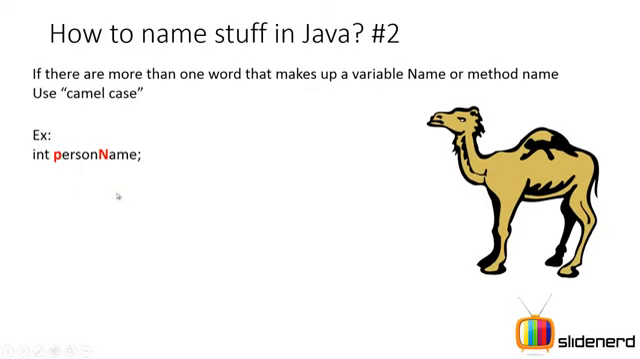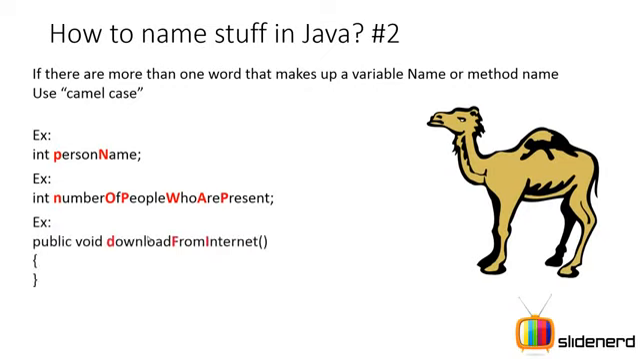Take another example over here, which says int numberOfPeopleWhoArePresent. Again, notice all those red colored letters which I have. They are the first letters of the words, and they are capital for all the remaining words except the first one, right? Same with method names. I say downloadFromInternet, which is a method, and you name it the same way.